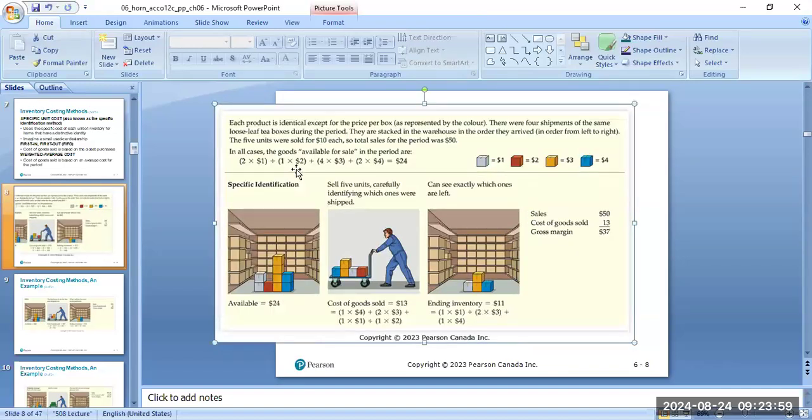Unit identification: you have those boxes, and somebody comes and says, I want this box, I want this box, I want this box, and I want this box. Every box comes with its own unique cost. You're assigning that cost to the number of units, and you come up with the cost of goods sold. Whatever is left will be your ending inventory.